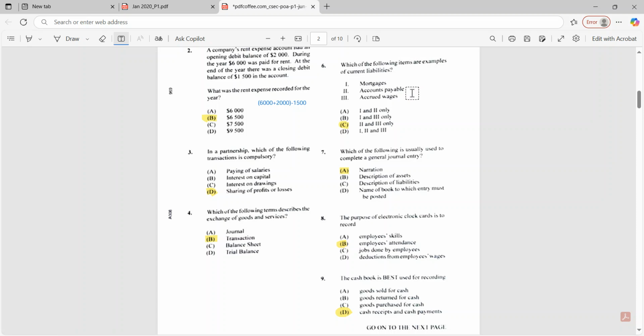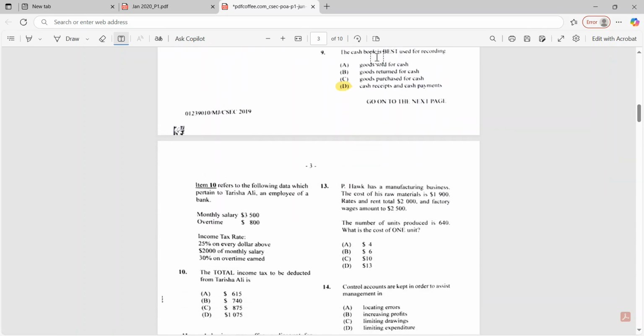Which of the following is usually used to complete a general journal entry? Is it a narration, a description of assets, a description of liabilities, or a name of the book to which entry must be posted? The answer is a narration. The purpose of an electronic clock card is to record employees' skills, employees' attendance, jobs done by employees, or deductions from employees' wages. The answer is employees' attendance.